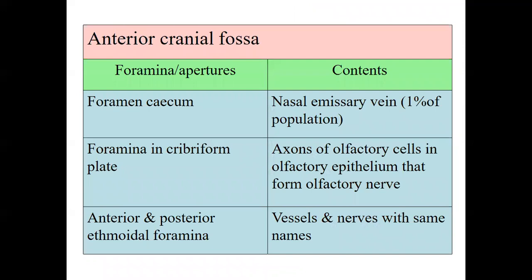Now we're going to see what openings we have there, and also the structures passing through these openings. In the anterior cranial fossa, these are the three openings that we have. We have the foramen cecum.